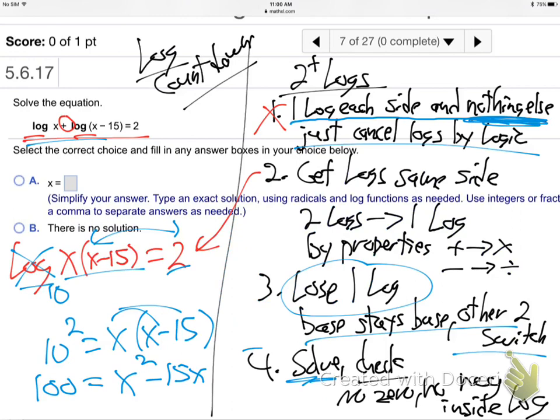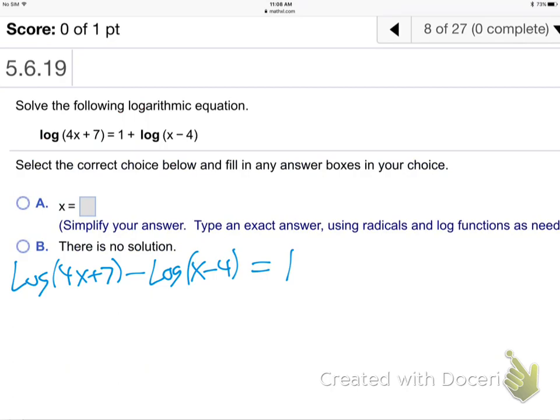So instead, we have to get the logs on the same side, make the 2 logs into 1 log, and start the countdown. So we got the 2 logs on the same side. Now you're thinking 2 logs, 1 log, no log. So go ahead and do that using the properties. So subtraction, take care of that.